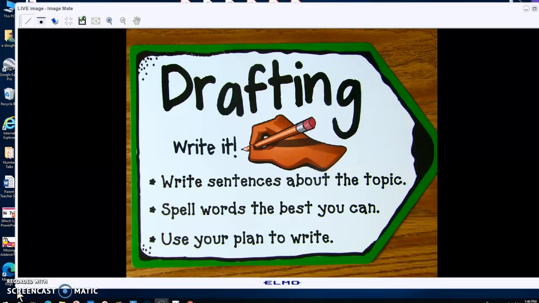Most of you are. So today we're going to start writing our story, and I'm going to show you how to do that. We're going to write sentences that have to do with what we put on our beginning, middle, and end. And then when you're drafting, you don't need to worry about it being really pretty. You just need to use your plan to write and spell as best as you can and just get it all out on the paper. That's what you're doing. You're just getting all your words out on the paper.